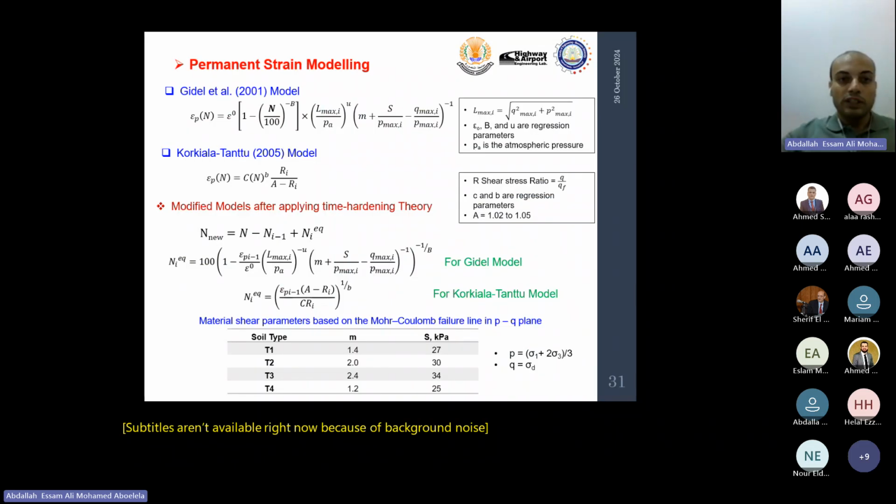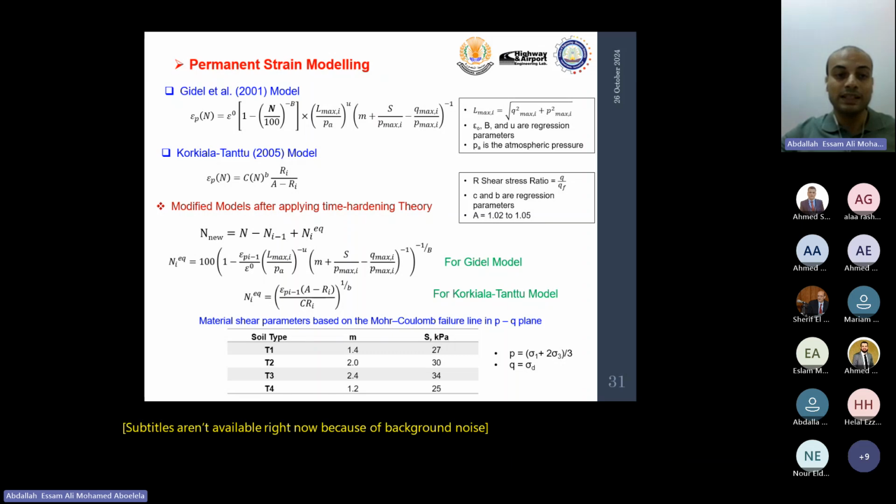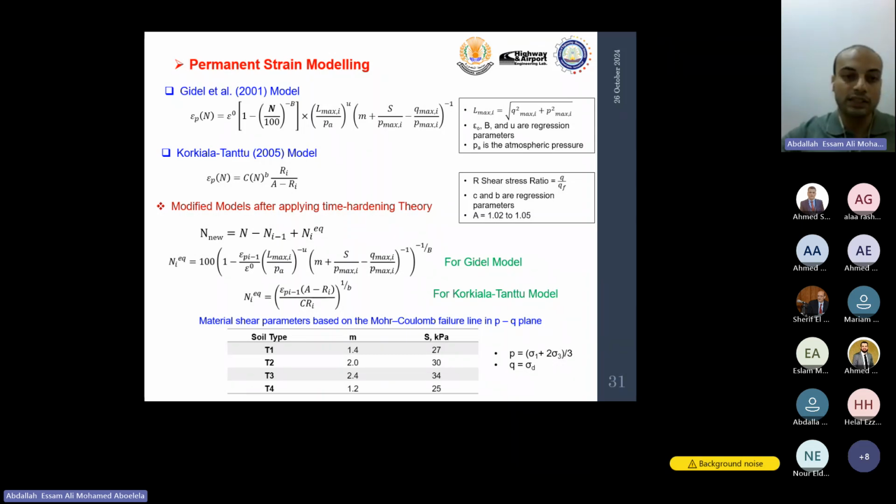Most models were developed under one stage of repeated loading triaxial test, and this study conducted a multi-stage repeated loading triaxial test. We depend on the models for GTEL and the Corcuela Tanto model. However, these models were generated under one stage. So we modified these models to be more suitable for the multi-stage repeated loading triaxial test by using time hardening theory, by replacing the n value with a new value as shown in the two equations.